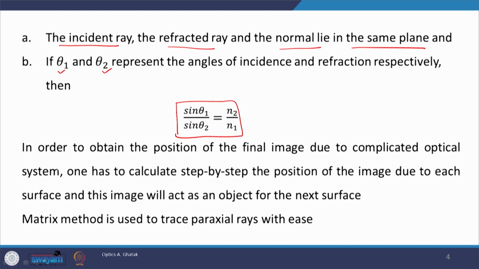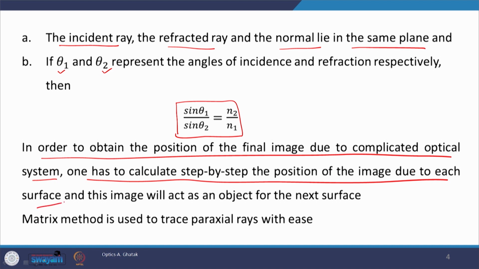Now, as I said earlier, in order to obtain the position of the final image due to complicated optical systems, what do I mean by complicated optical systems? Many lenses. If we stack together many lenses and shine a ray on it, it would be very difficult to calculate the direction of the refracted ray which finally comes out of this stack of lenses, because at each interface you will have to exercise these two conditions. At each interface we have to calculate theta 1, theta 2, n1, n2, and they may keep changing. It is a time consuming process, and one has to calculate step by step the position of the image due to each surface, and then this image will act as an object for the next surface.